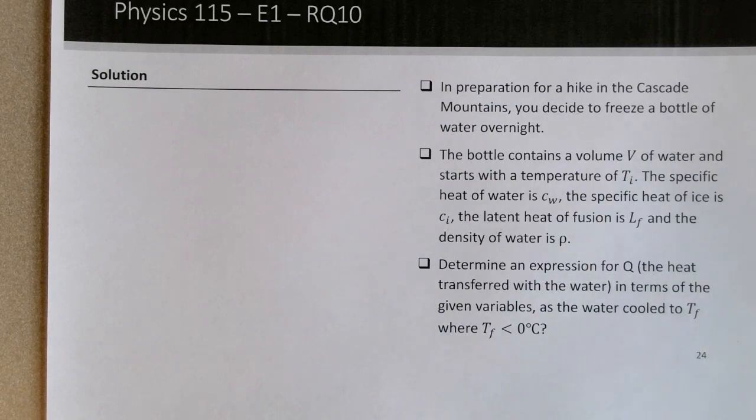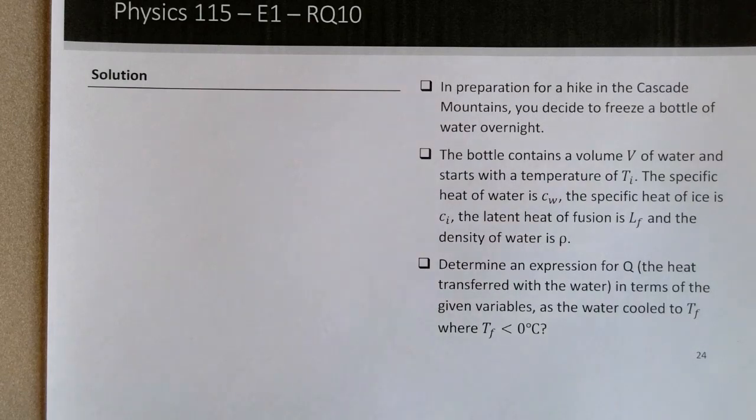The bottle contains a volume V of water and starts with a temperature Ti. I'm going to assume that that's liquid water. The specific heat of water is Cw, the specific heat of ice is Ci, the latent heat of fusion is Lf, and the density of water is ρ. Determine an expression for Q, the heat transferred with the water, in terms of the given variables as the water cooled to Tf, where Tf is less than 0 degrees.